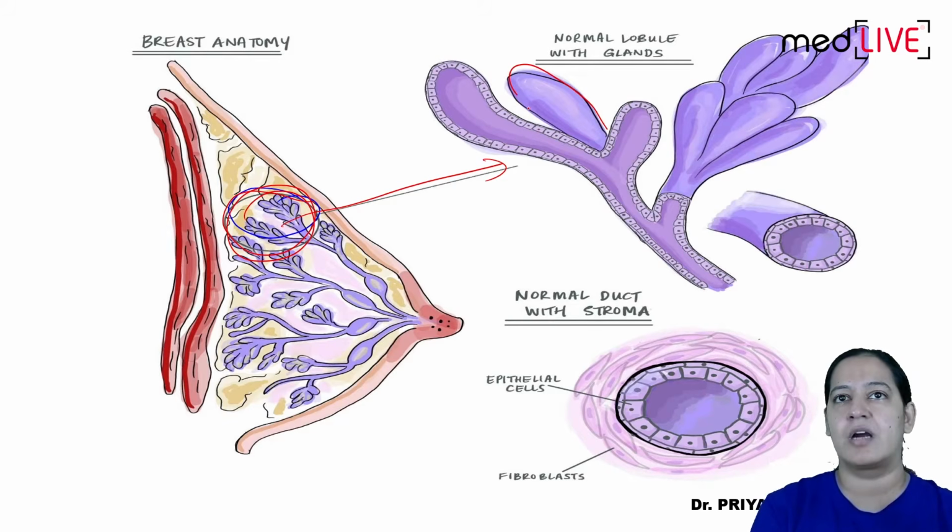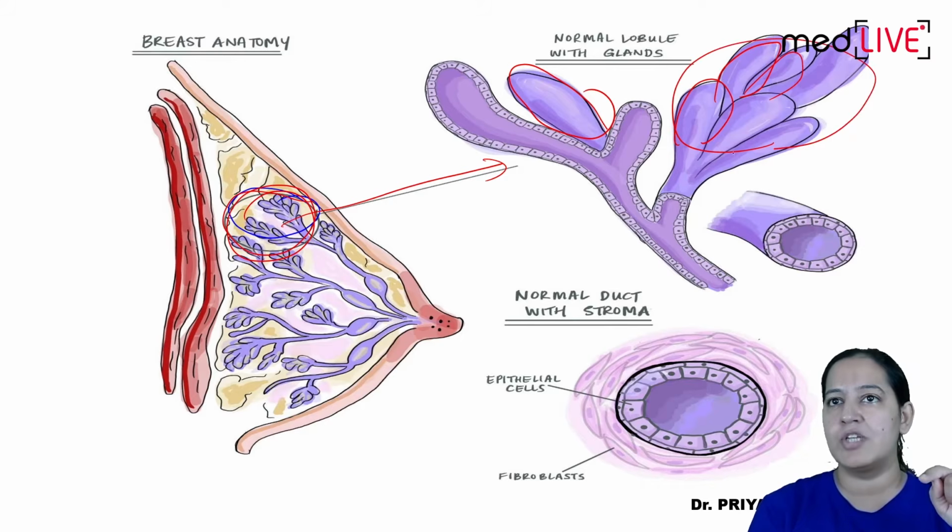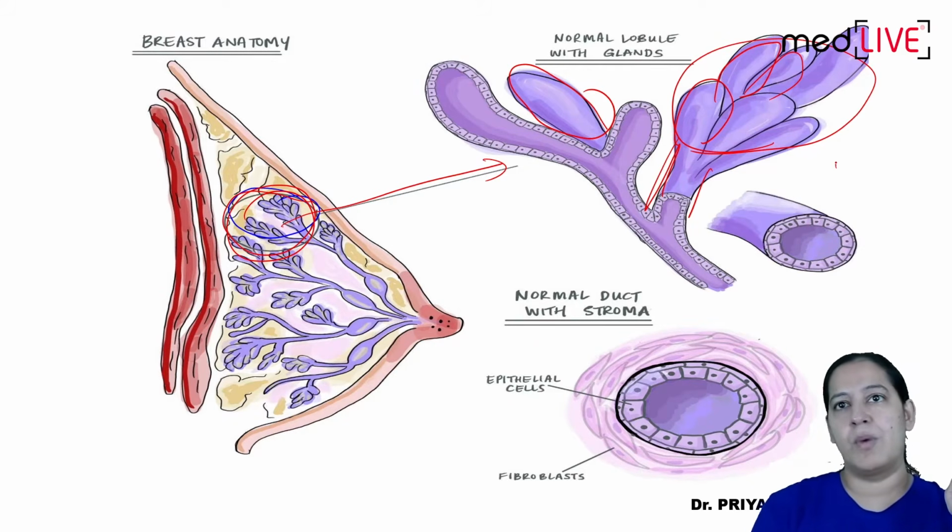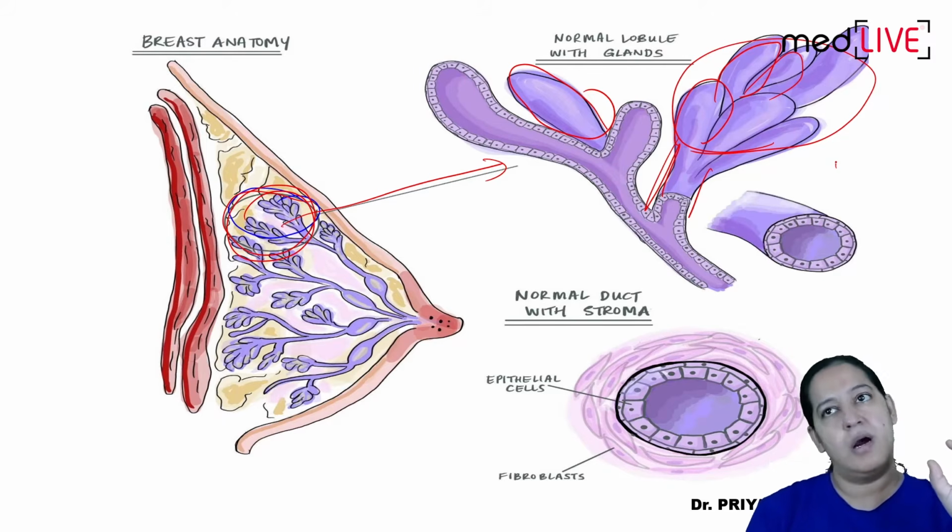Can you see? These are ductules. One ductule, two ductules, three, four. So multiple ductules are opening into one terminal duct. This is one lobule, you can say. So this is one lobule, or this is one TDLU.